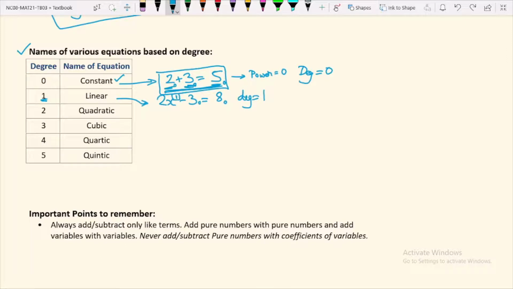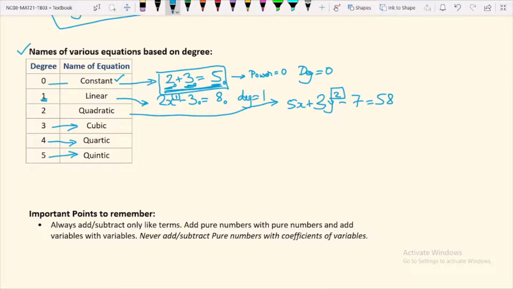Similarly, if the degree is 2, if we have equation as 3y square plus 5x minus 7 is equal to 58. So here the highest power is nothing but 2. So the degree is 2. If the degree is 2, that equation will be called as quadratic equation. If the degree is 3, then it will be called as cubic equation. If the degree is 4, it will be called as quartic equation. If the degree is 5, it will be called as quintic equation.